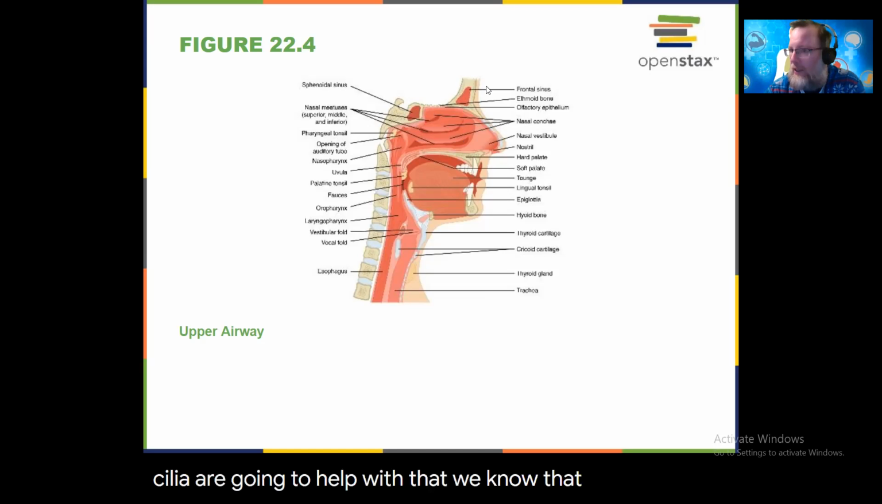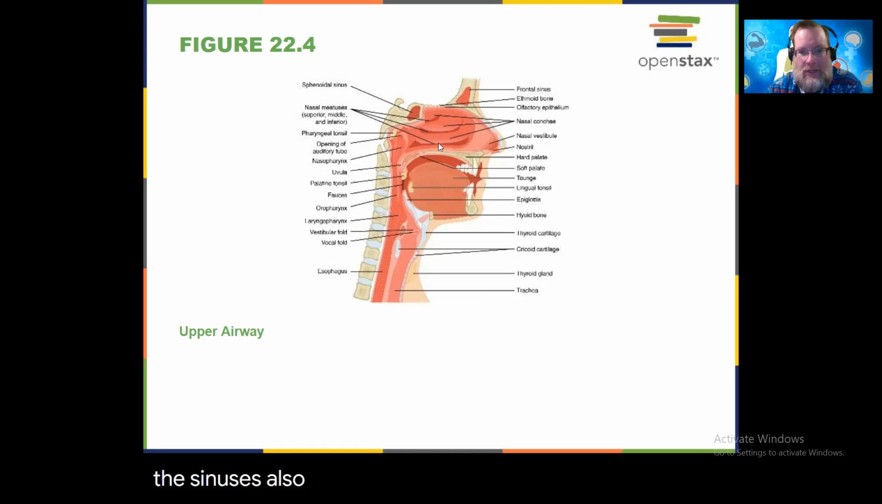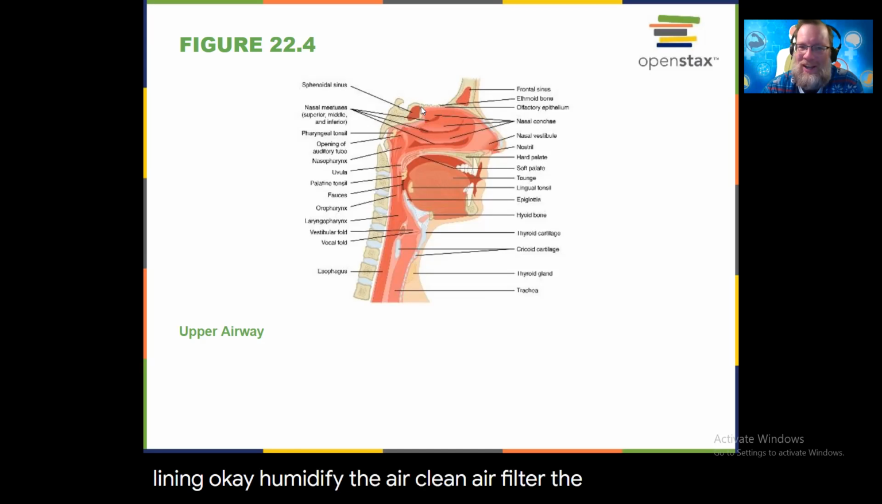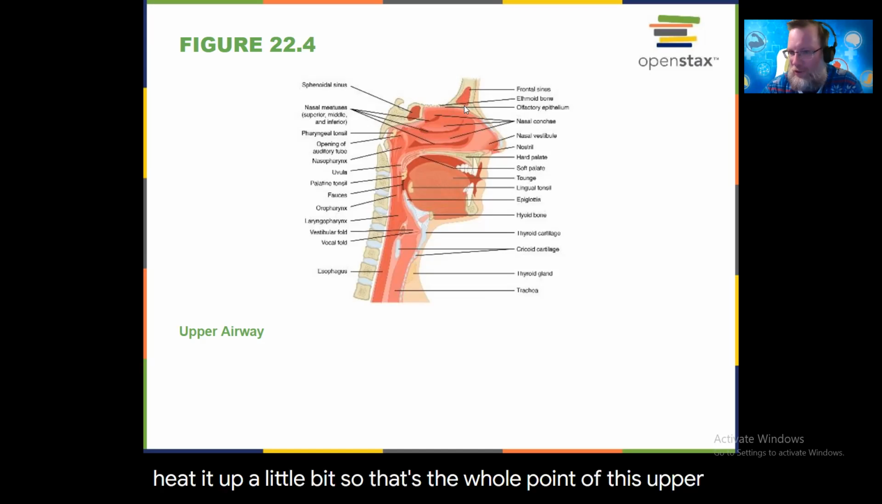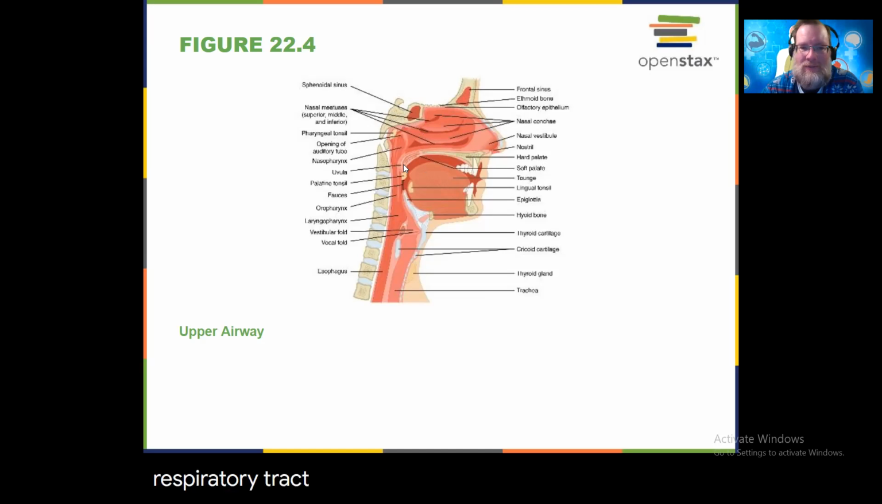We know that the linings of the sinuses also possess that same epithelial structural lining. Okay, humidify the air, clean or filter the air, and then heat it up a little bit. So that's the whole point of this upper respiratory tract, especially the nasal cavity and sinuses.